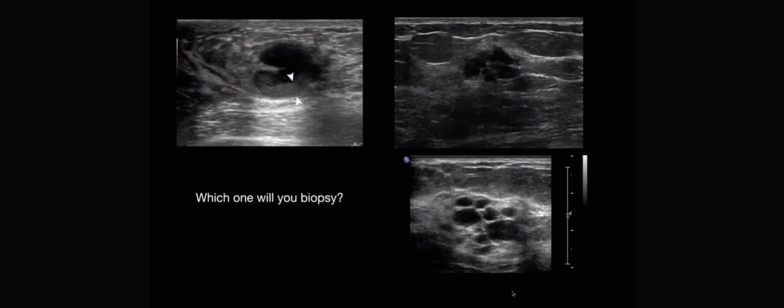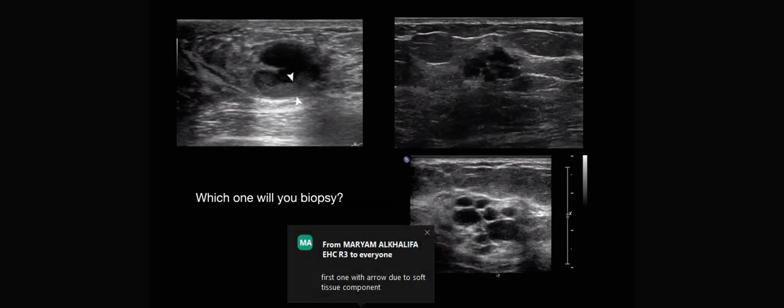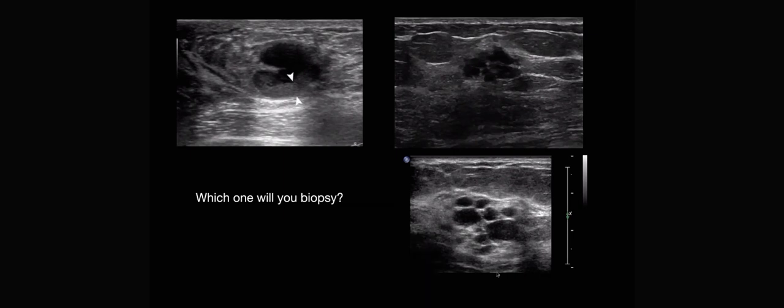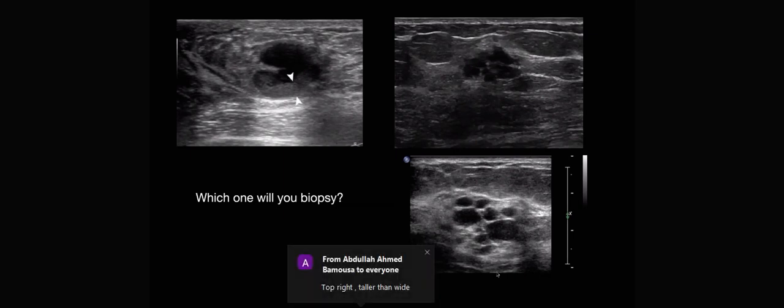The one with the arrow? Okay, why? Because it has internal soft tissue echogenicity in a dependent area, a suspicious complex cyst that needs biopsy. I agree with you. Is there another one that you'd like to biopsy?